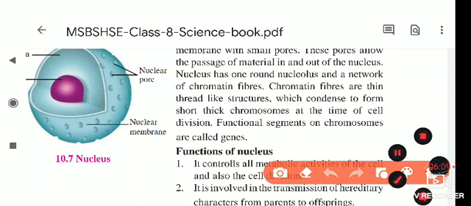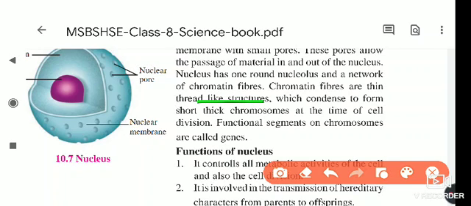These chromatin fibers are thin thread-like structures, like how threads are there. That structure is the same as the chromatin, which condenses to form short thick chromosomes. What is it? It is nothing but a condensed form of a chromosome. Chromosomes are there in our body which decide the structure and function of our body, and they are present in the condensed form, that is called a chromatin fiber, which is the genetic material.